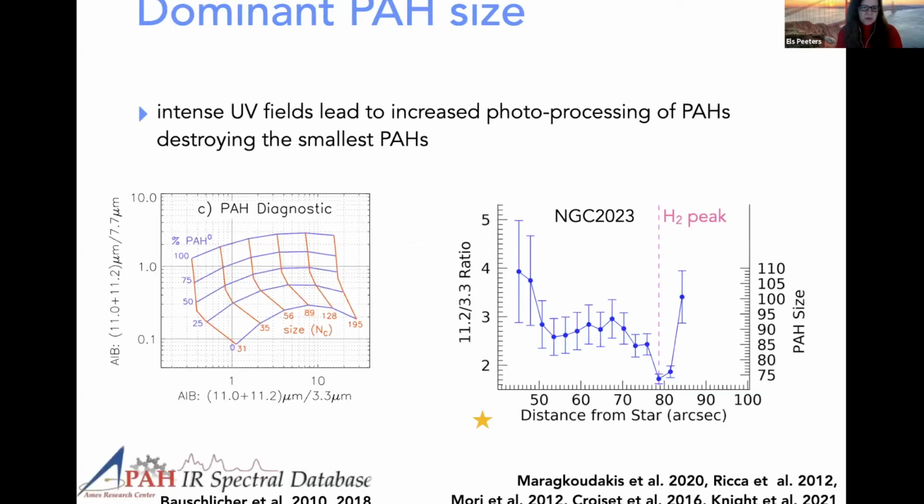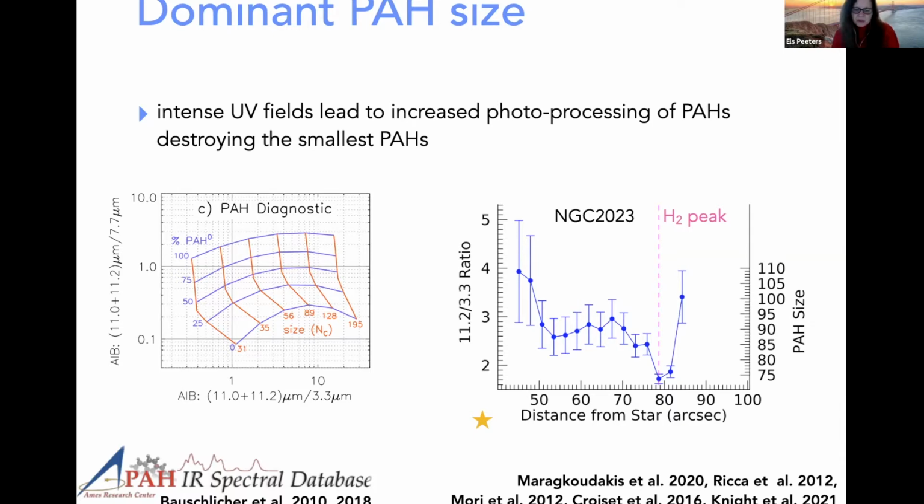And so one thing that we have seen before already this week is that there are now various diagnostic diagrams where you can probe by ratios of the main features, the charge, as well as the size of PAHs. This particular diagnostic diagram is based on theoretical calculated spectra of PAHs, but you may also be aware of the diagnostic diagrams of Bruce Draine and collaborators, which are based on models. That means that in addition to charge, we can now extract information about the dominant PAH size.